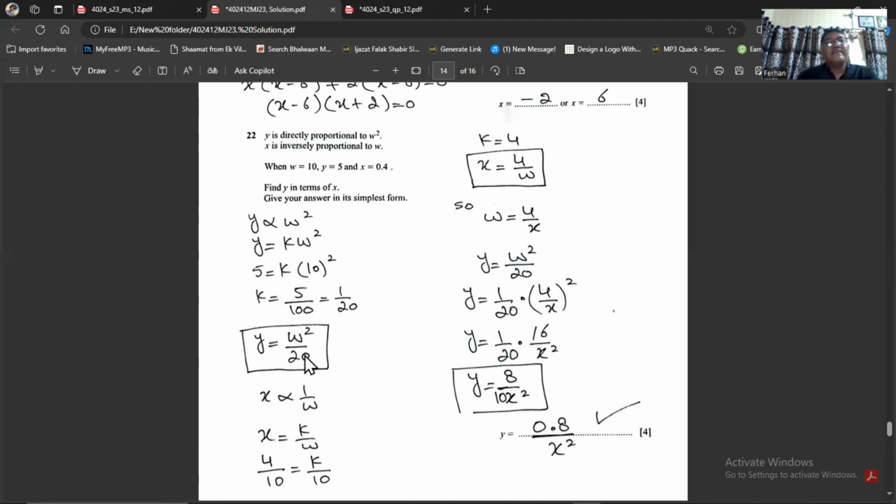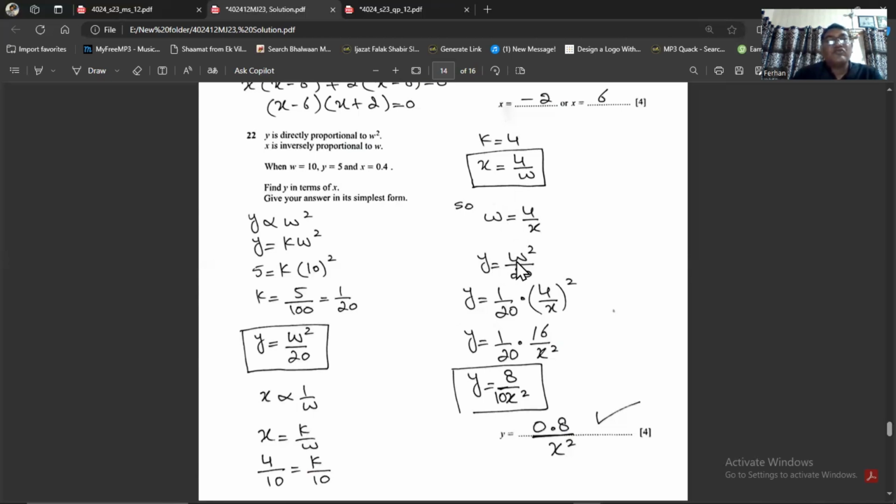Then he says x is inversely proportional to the w. So x is proportional to 1 by w. x is equals to k by w. So the x value is 0.4, which is 4 by 10. So that is equals to k by 10. w value is 10. So 10 and 10 cancel. So k is equals to 4. So x will be equals to 4 by w. So w will be equals to 4 by x.